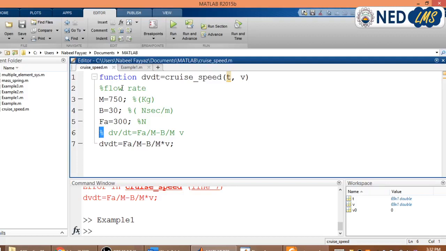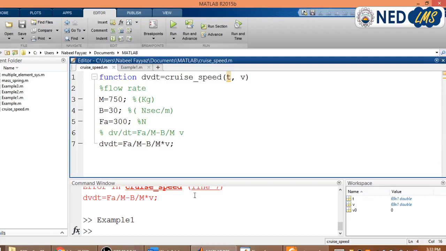We can also make our own functions here. For defining a function, you must write the word function at the start, so MATLAB understands that you are going to define a function. I am going to define a function of the differential equation of dv by dt. Here we didn't use any backslash, you can write it directly as dvdt. Secondly, what is the name of this function? You can write any name. We have written cruise underscore speed.